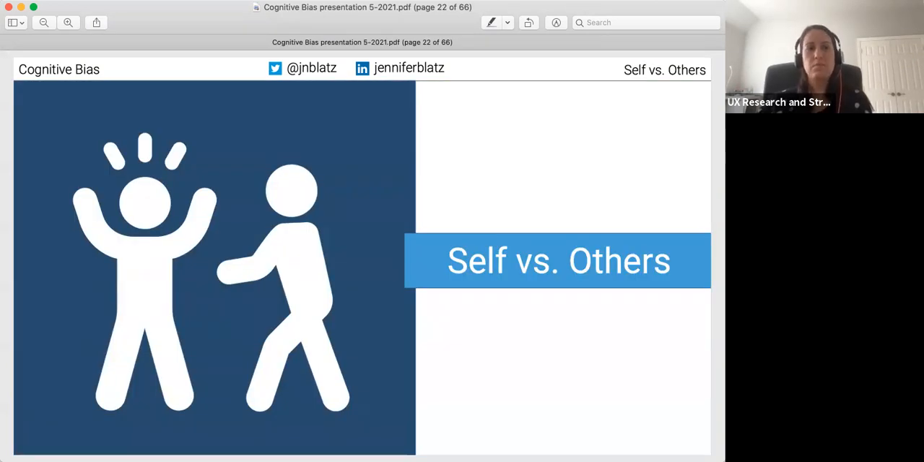Okay, so we talked a lot about how you can detect cognitive bias in yourself. Now let's expand the idea a little bit and talk about cognitive biases and how they can affect how we perceive others compared to ourselves.